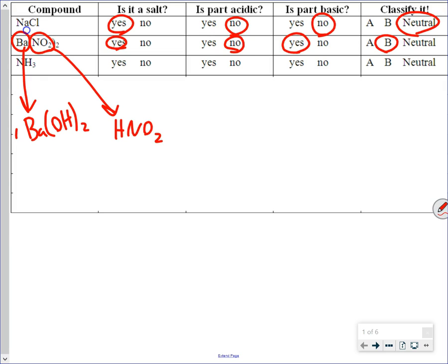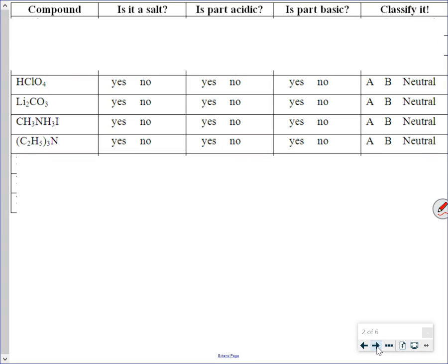Number 3 is ammonia. Ammonia is not a salt. It's a base. So is part of it acidic? No. Is part of it basic? Yes, that's literally what it is. And therefore, it's just basic overall. Let's keep going, the next 4. The first one up there is perchloric acid. Perchloric acid is obviously just an acid. Is this thing a salt? No. Is it acidic? Yes. Is it basic? No. It's an acid.